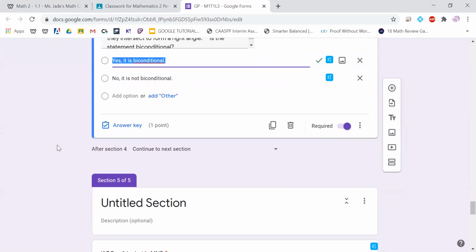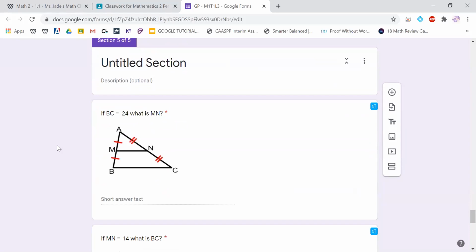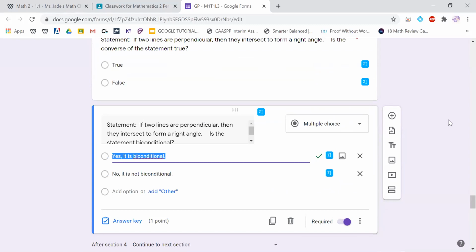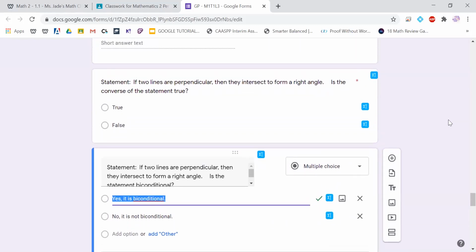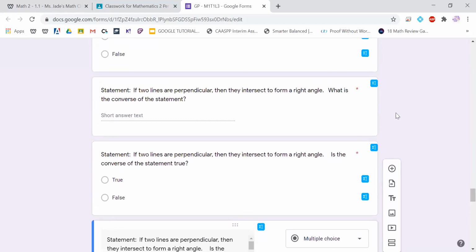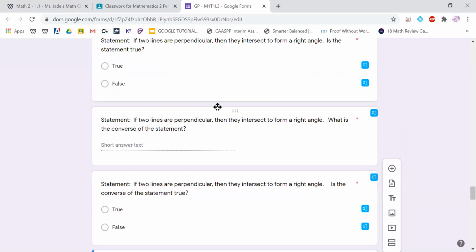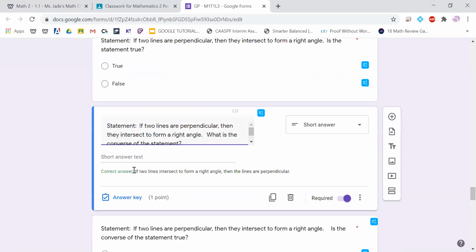Okay, let's go to the last section. Jay, can you... Which one? The last one, the one that said if two lines are perpendicular, then they intersect to form a right angle. What is the converse of the statement, please? Right here. Yeah, it's that one, the one that says, yeah.